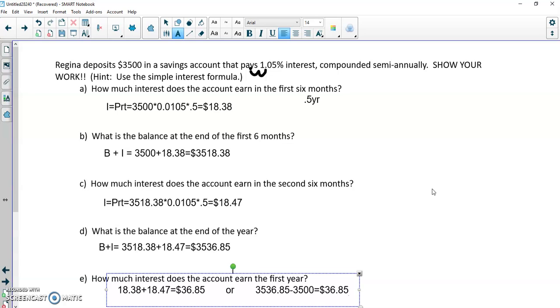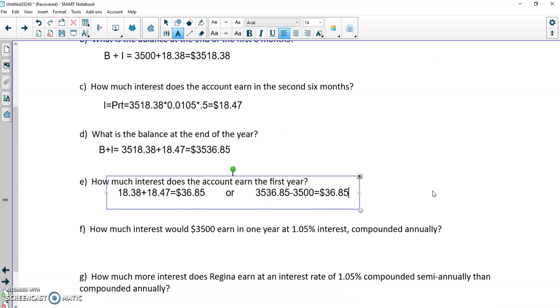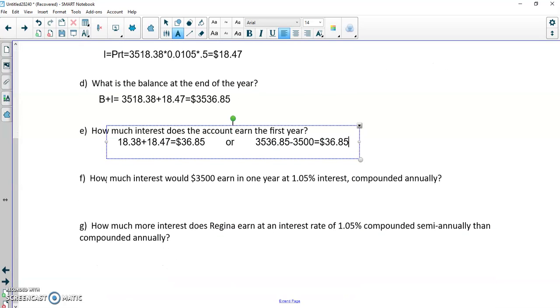So how does this relate to the compound interest formula itself? We'll see that in a second after we answer these few other questions. So how much interest would $3,500 earn in 1 year at 1.05% interest compounded annually.